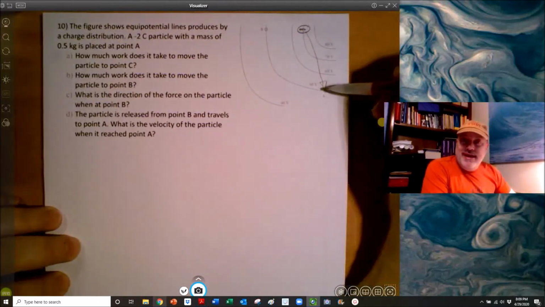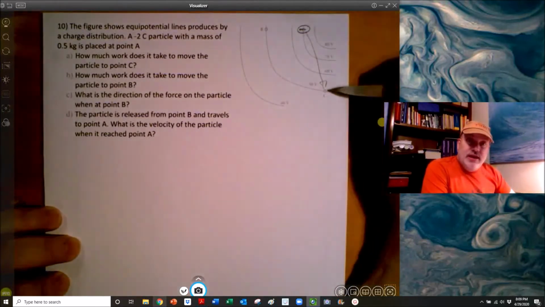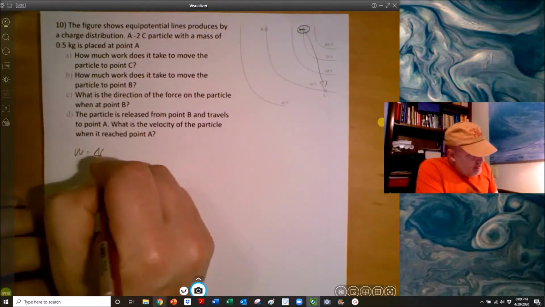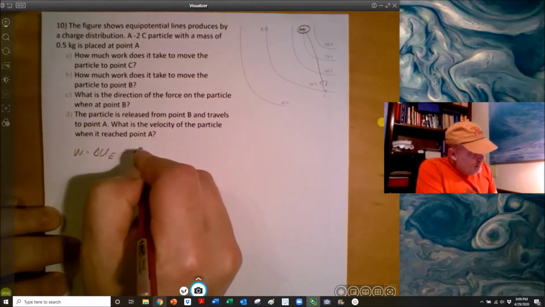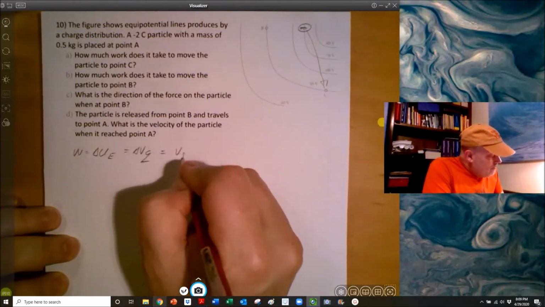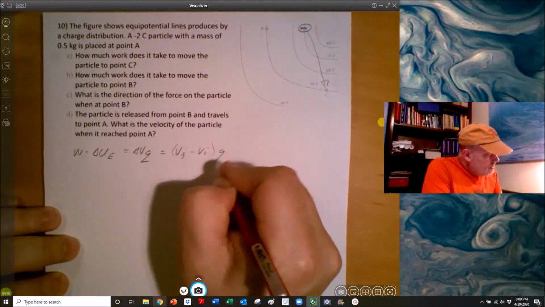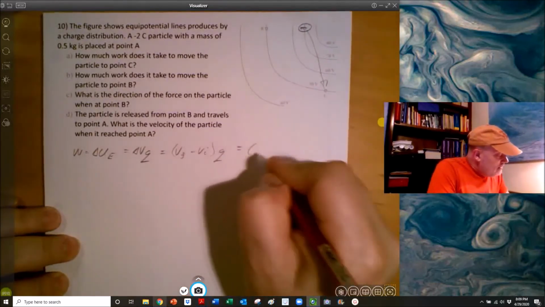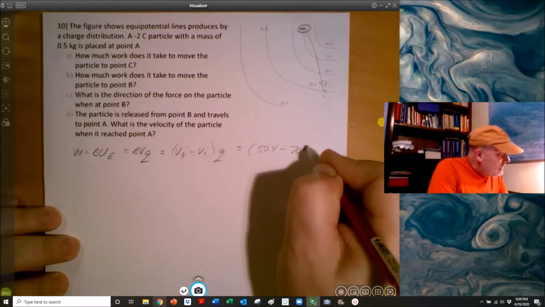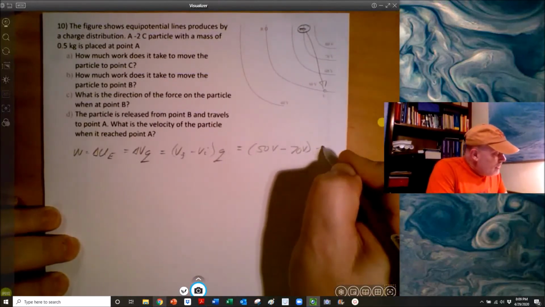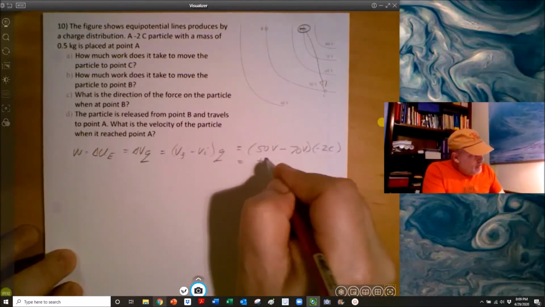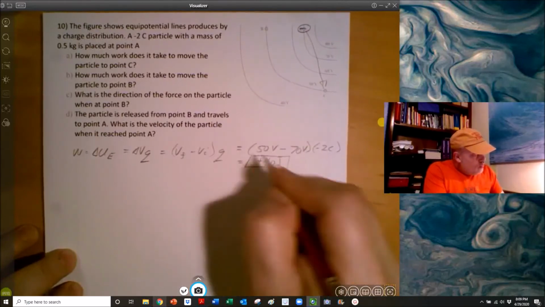How we get there doesn't make any difference. It's still the same change in potential. So the work is going to equal the change in electric potential energy, which equals delta V times Q, which for us will be V final minus V initial times Q, which for us is 50 is our final, minus the original 70, times a charge of minus 2 coulombs. And if we put all that together, we get plus 40 joules of work.